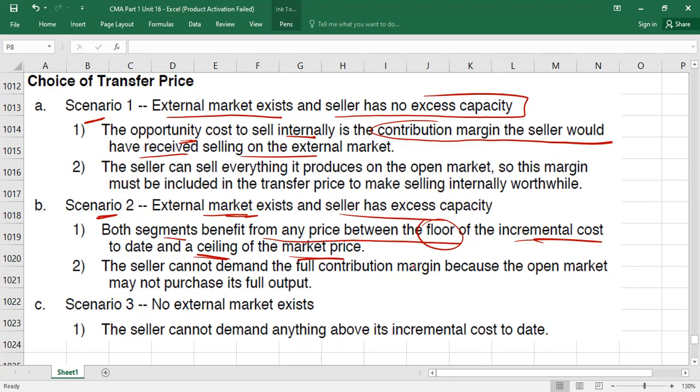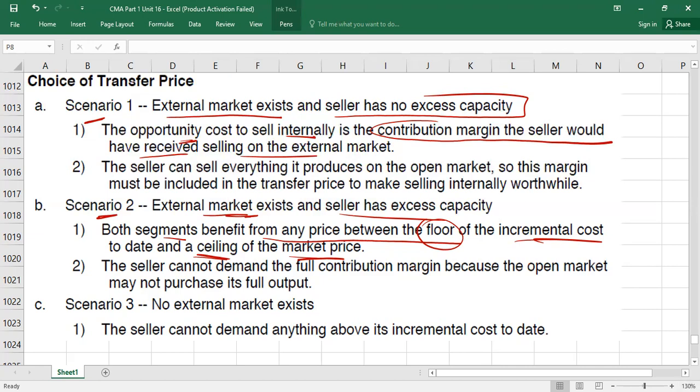If the external market exists, but the seller has excess capacity, what does it mean? Just think. Customers are there, but still you have spare capacity. It means if you produce more products, you will not get customers. That's why you have spare capacity. Even though the market is there, you are not producing. Why? Because maybe that many customers are not there. In that scenario, what should we do? Negotiation is the best option. Negotiate any value between variable cost and market price. It can benefit both the seller and the buyer.